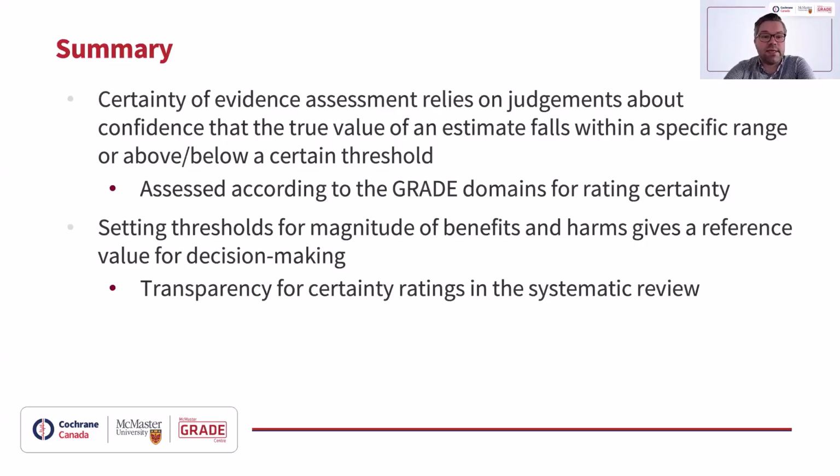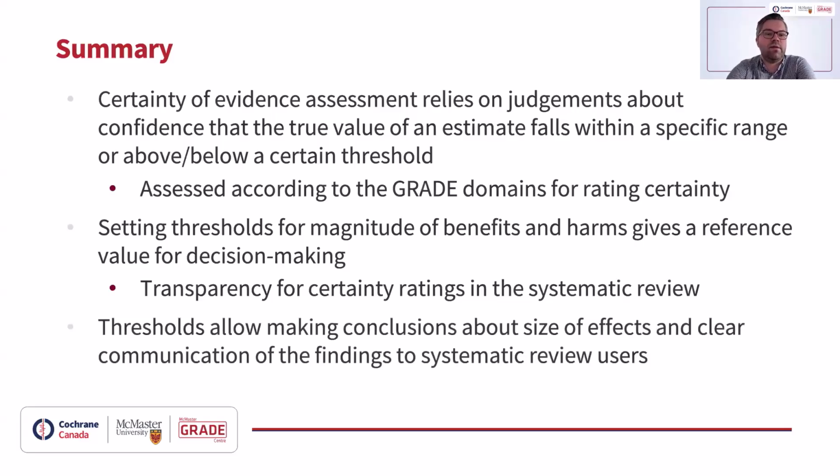So for that decision-making context, having transparency of how we came up with the thresholds and reporting what the thresholds were in the systematic review allows us to communicate that to the users of a systematic review. And likewise, applying the decision thresholds allows us to make conclusions about the size of the effects and to clearly communicate the findings to systematic review users using those standardized informative statements to summarize our results.